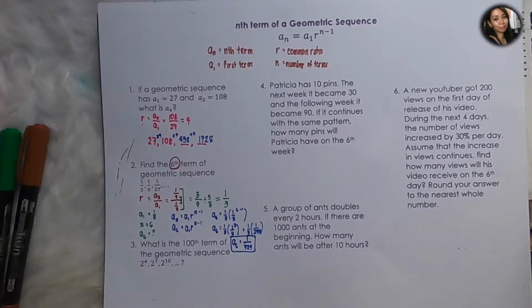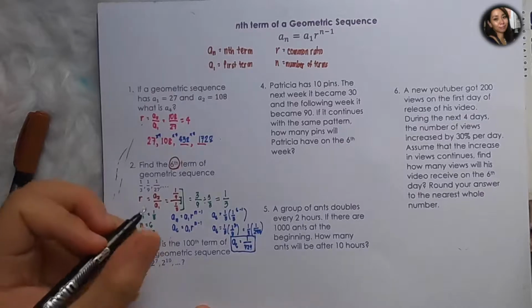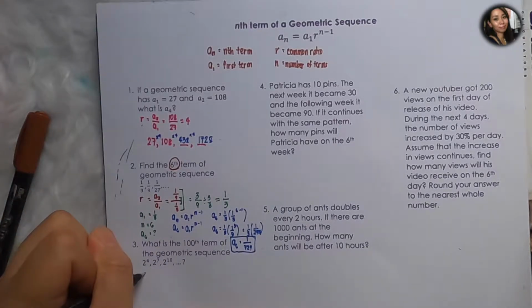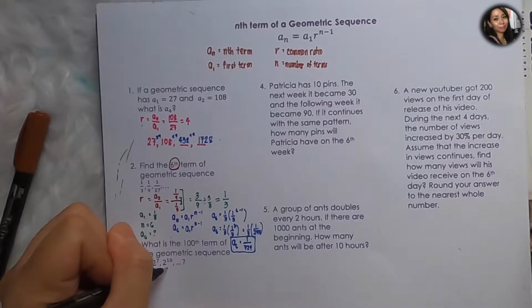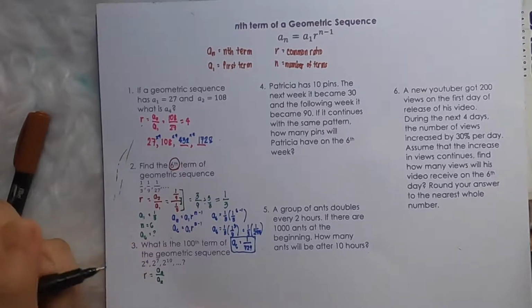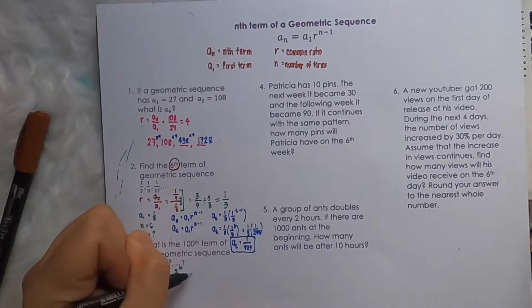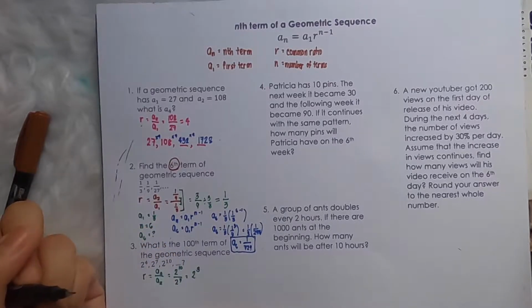Now, let's go to number 3. What is the 100th term of the geometric sequence 2 raised to 4, 2 raised to 7, 2 raised to 10, and so on? Again, our r, pili ka lang ng dalawang magkasunod. Now, let's try a sub 3 and a sub 2. That is 2 raised to 10 over 2 raised to 7. So, law of exponents, we just subtract their exponents.